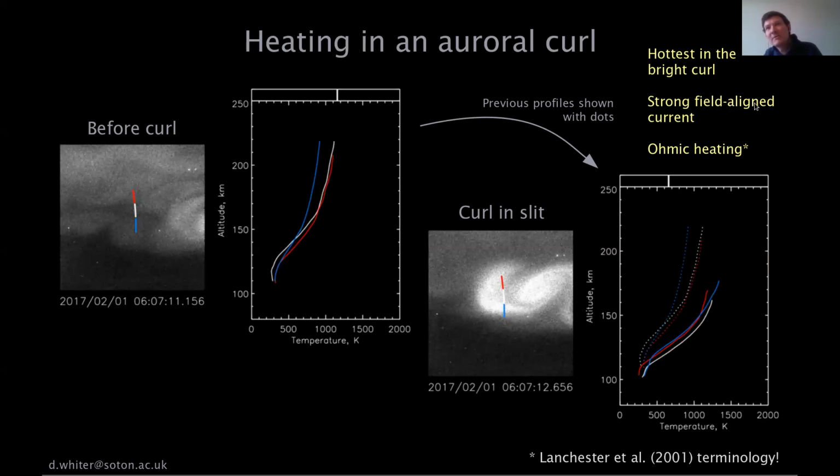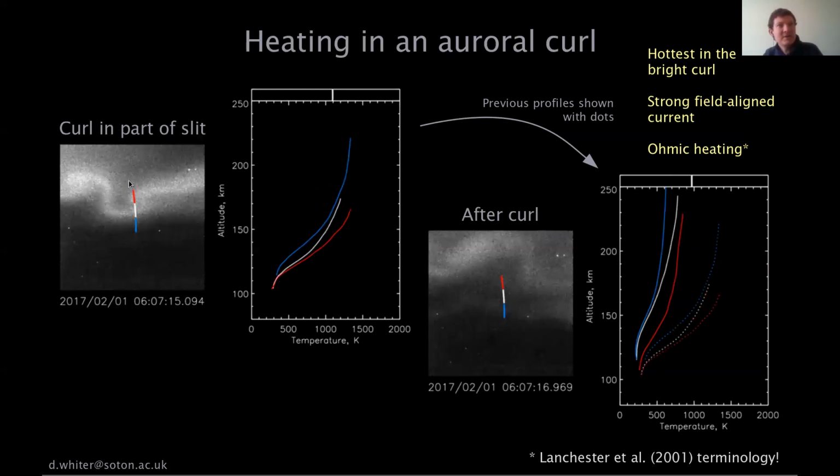So if we've got this strong field line current there, we get what we've termed ohmic heating, following the terminology from this Manchester paper. So that's electron precipitation, currents carried by electrons passing through the neutrals, colliding with the neutrals and heating them. So we think this is different to the Joule heating. And observationally, it's different because in the bright aurora it's hotter, whereas in the Joule heating, in the bright aurora it's cooler. So here we're getting this strong heating from this field line current.